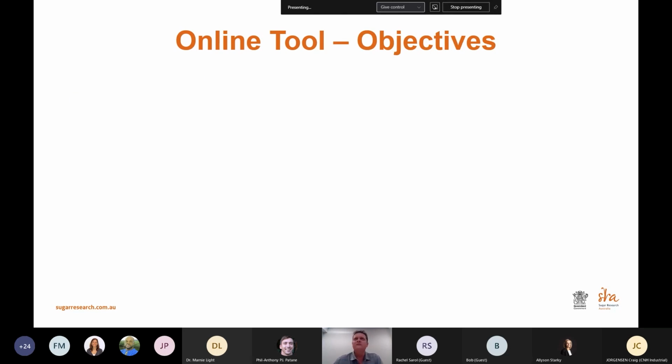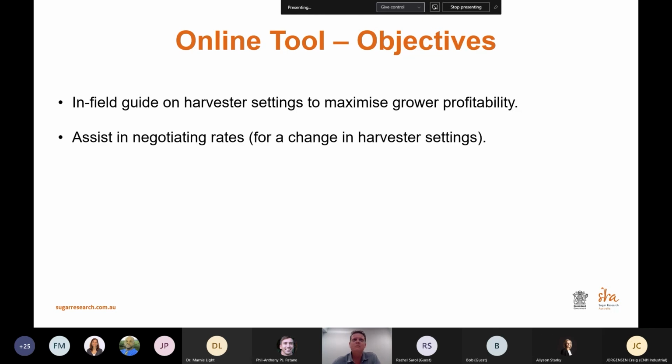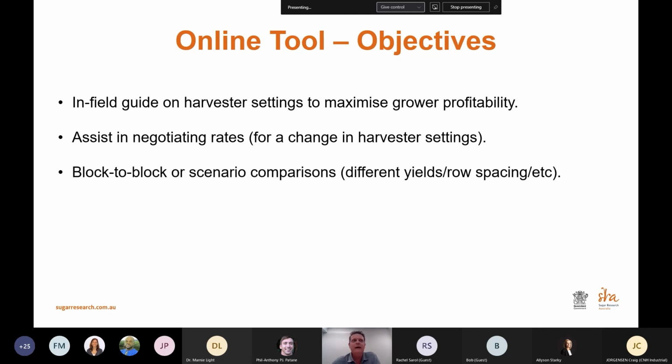To finish off, some of the objectives of the project going forward: to provide you with an in-field guide on harvester settings, not to target harvesting best practice necessarily, but to actually optimize grower profitability. So that's one of the main objectives that we're hoping will be fulfilled with this tool. To obviously help you in negotiating new contract rates, in the process of changing harvester settings, looking at block-to-block or scenario comparisons.